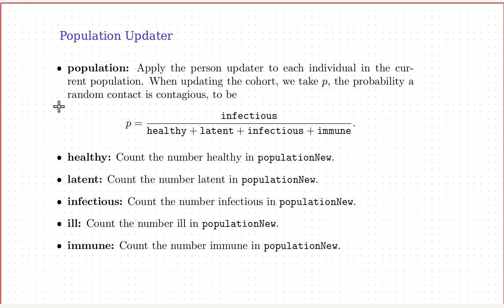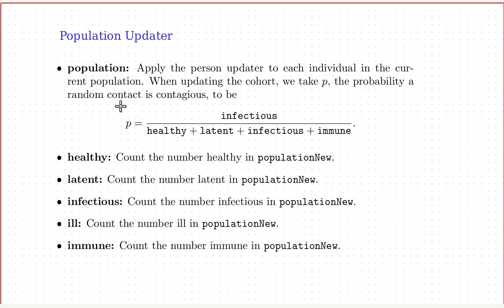Okay, and then at the larger scale, we have to update the main state, the state of the population as a whole. That's actually pretty straightforward. All we have to do is update every individual person in the population. So remember, the population is going to be a list of all the individuals in the community, and we just have to apply the person updater to each one of those persons, right?